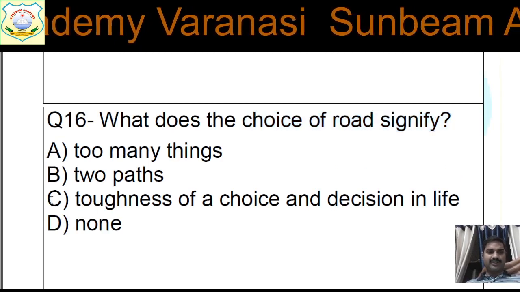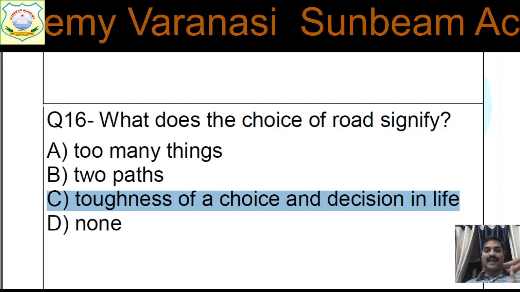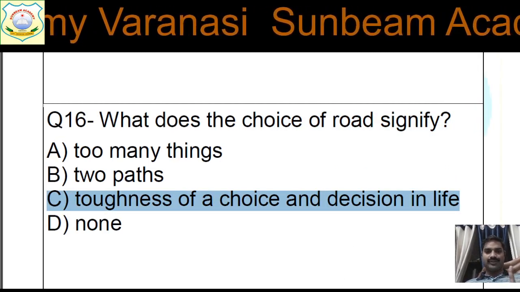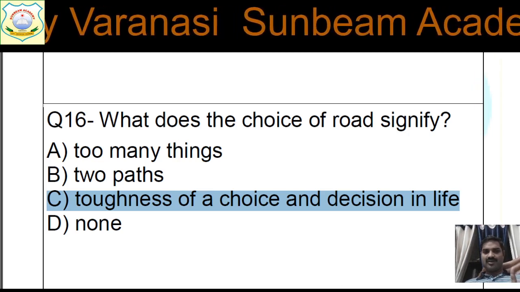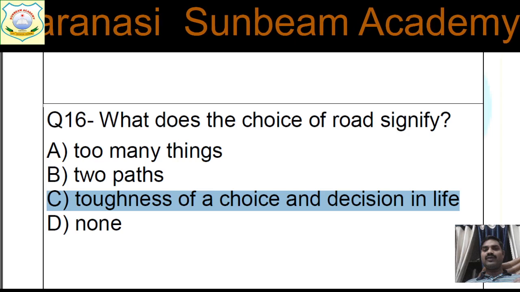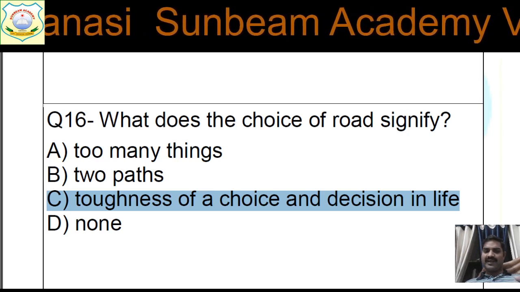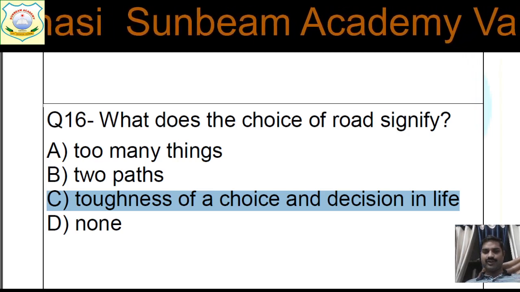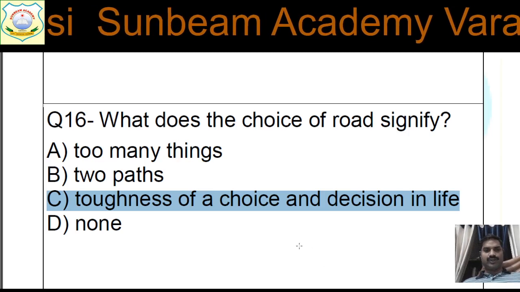I think C option is correct to my mind, but you will have to check it, whether it is correct or not. Toughness of choice and decision of life. Definitely, if there are more than one, you will find difficulty in making a choice. So here toughness is there.